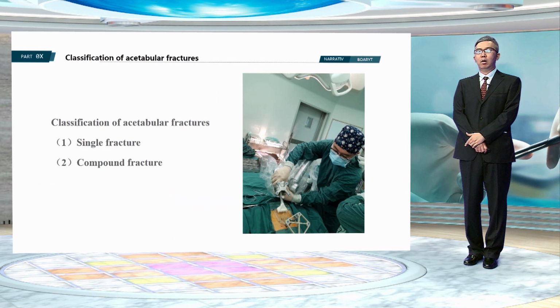For the last part of today's topic, you should remember the classification of acetabular fractures. There are simple fractures and compound fractures.